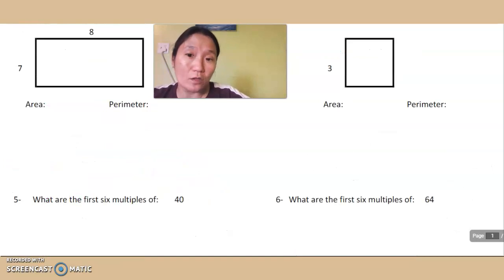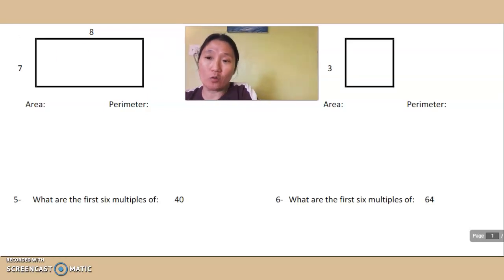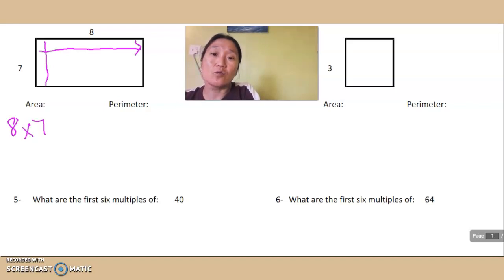So now we're going to be looking at area and perimeter again on a different rectangle. Remember, we're going to go length, which is 8, and then width, which is 7. Length times width. So 8 times 7, you have to figure that out and move on, okay?